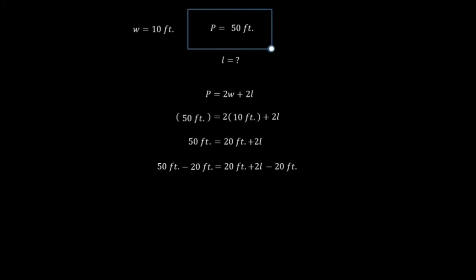Now we know from our rules, and we can show very easily, that this 20 feet will subtract from this 20 feet to be 0. And 0 plus the 2L will simply be the 2L. And the 50 feet minus the 20 feet will be 30 feet. So we have the equation at this point.